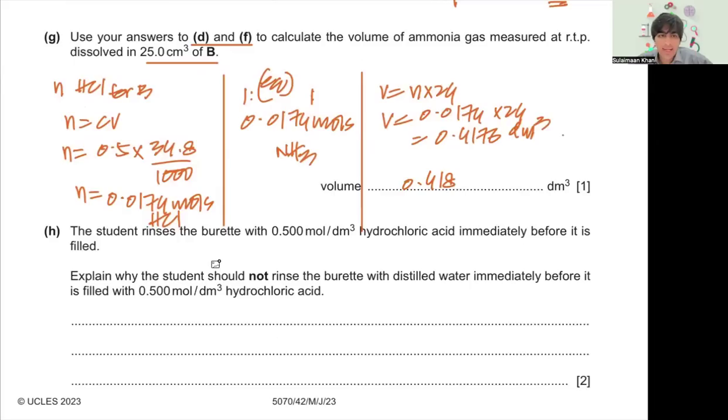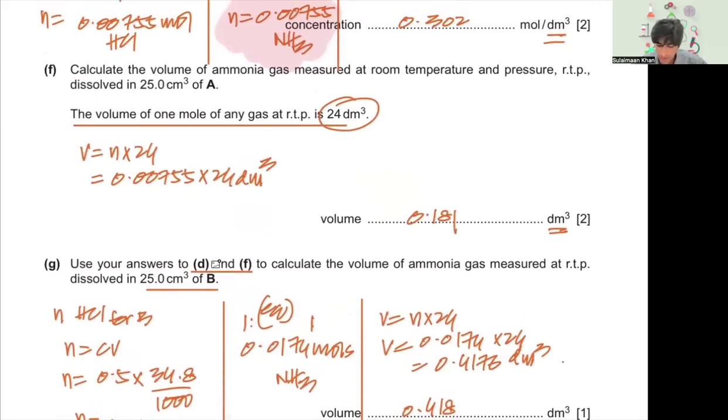Yes, you could have also done that. Did you not do it in dm cube? It is in dm cube. 24 dm cube. What seems to be the problem? I don't think there's any problem.